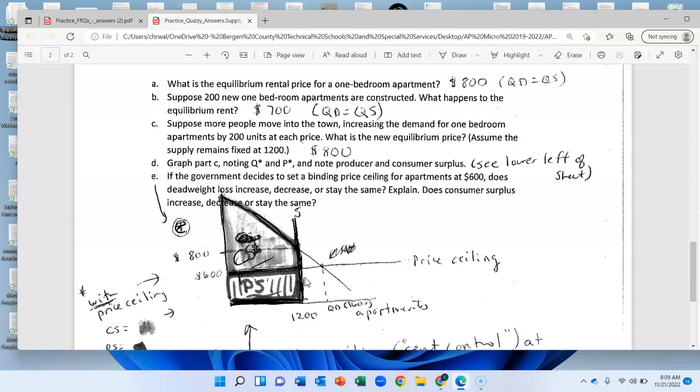Allocative efficiency is connected to, are we producing the quantity that society wants? Is the market allocating apartments in the right way? So even though at the $600 price we see a shortage and it's problematic, we don't actually have any change in the actual quantity of apartments that would be transacted. Okay, so deadweight loss is non-existent in this model also.